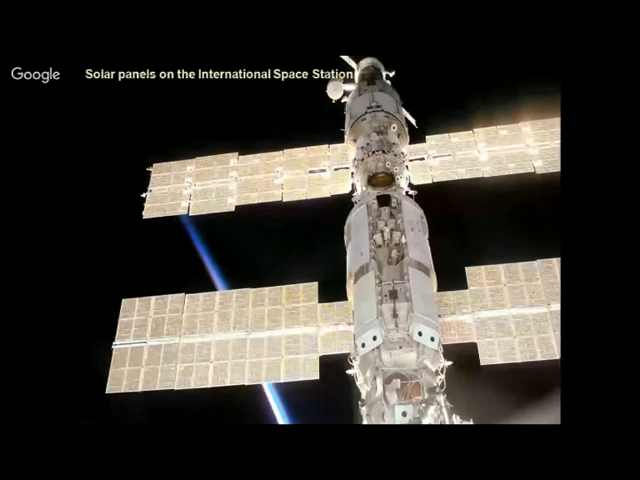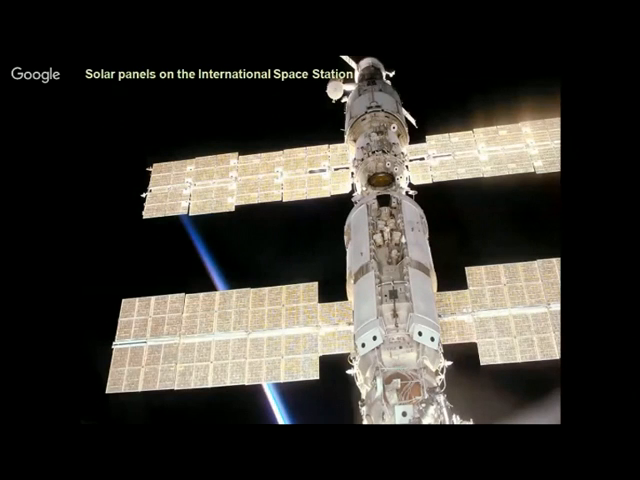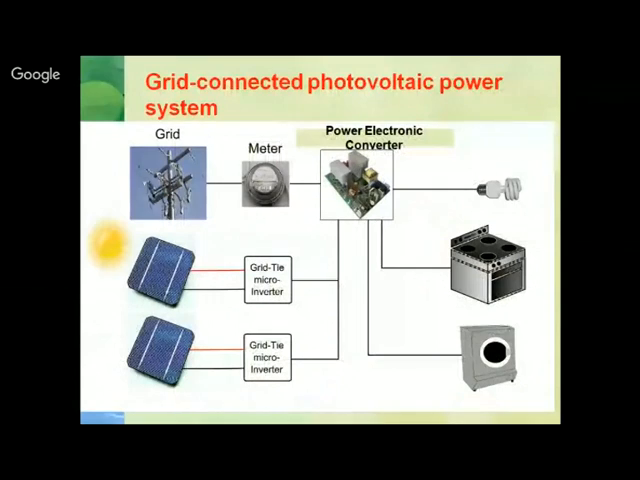Solar panels on the International Space Station. So you would have come across the International Space Station. There also it is completely powered using solar power. And grid connection of photovoltaic power system. That is also a very important main area where you can see the solar panels, like you can have micro inverters.